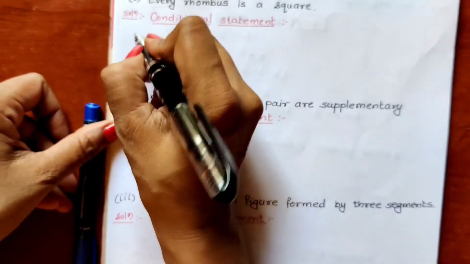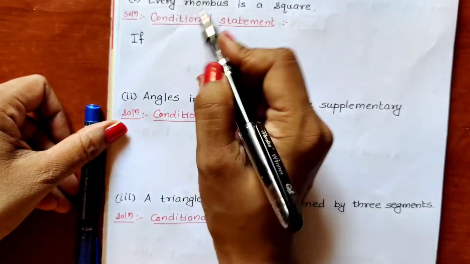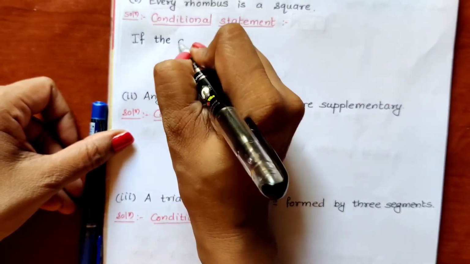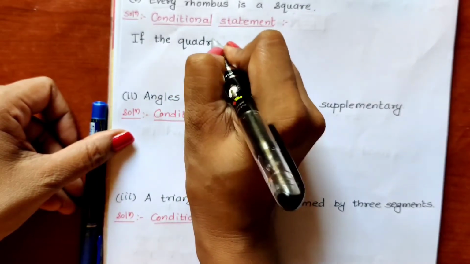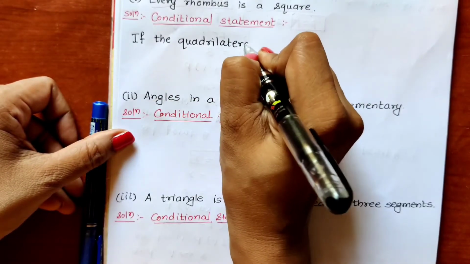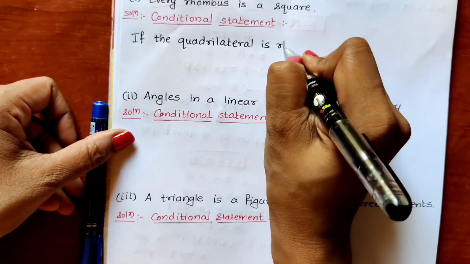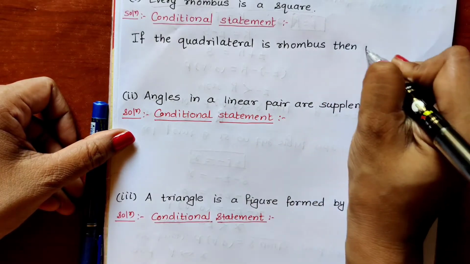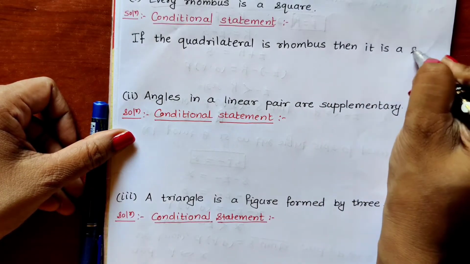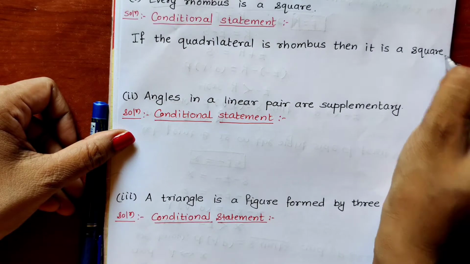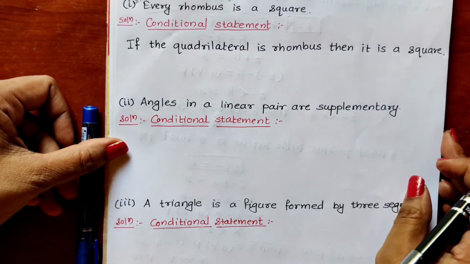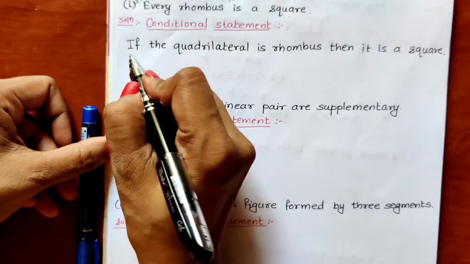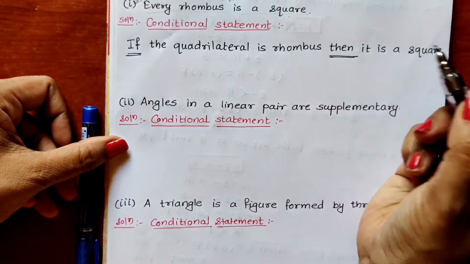So if I start my statement from if, what should I write? Every rhombus, should I write? No. If the quadrilateral is rhombus, then it is a square. If it is rhombus, then it is square. Okay. So in this way we can make two parts and we can write our conditional statement by adding if and then, these two words.